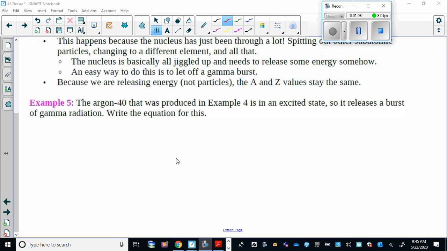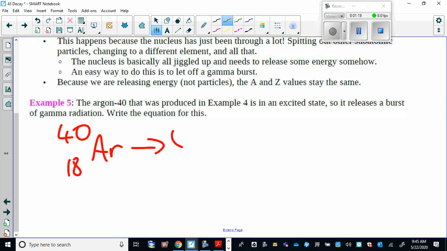If you take argon-40 that was produced in the last example, in an excited state, it releases gamma radiation. You simply write it like this: argon-40 produces a gamma ray, which kind of looks like a lowercase gamma, plus argon-40, and that's it. That's how you write a gamma ray equation. It's pretty straightforward, and I think that's all we need to say about gamma radiation.